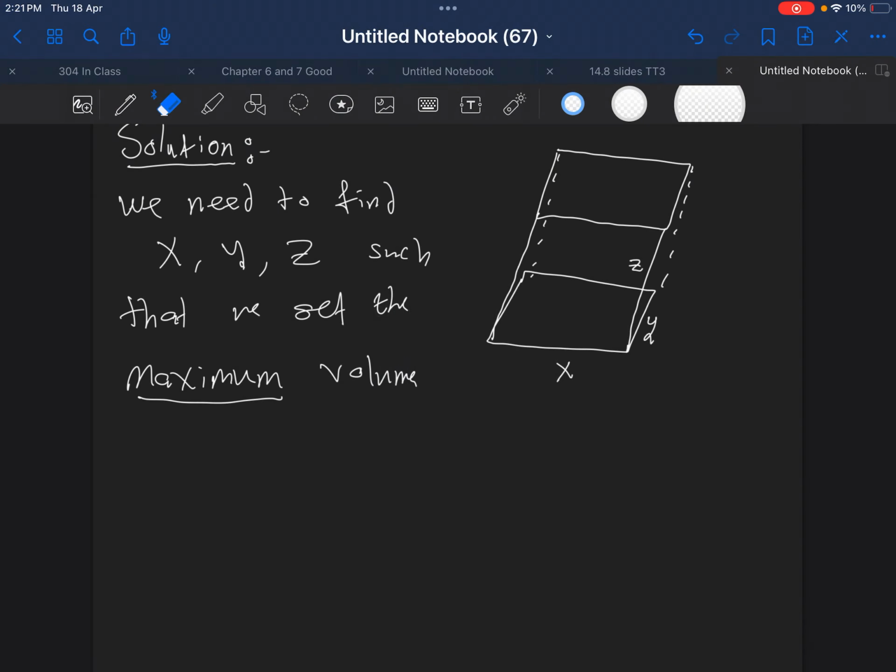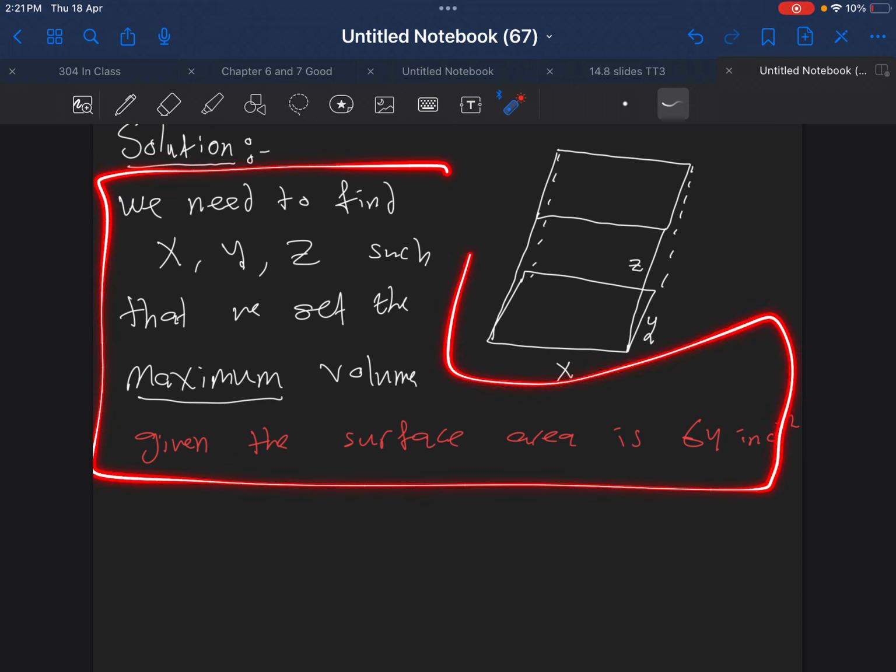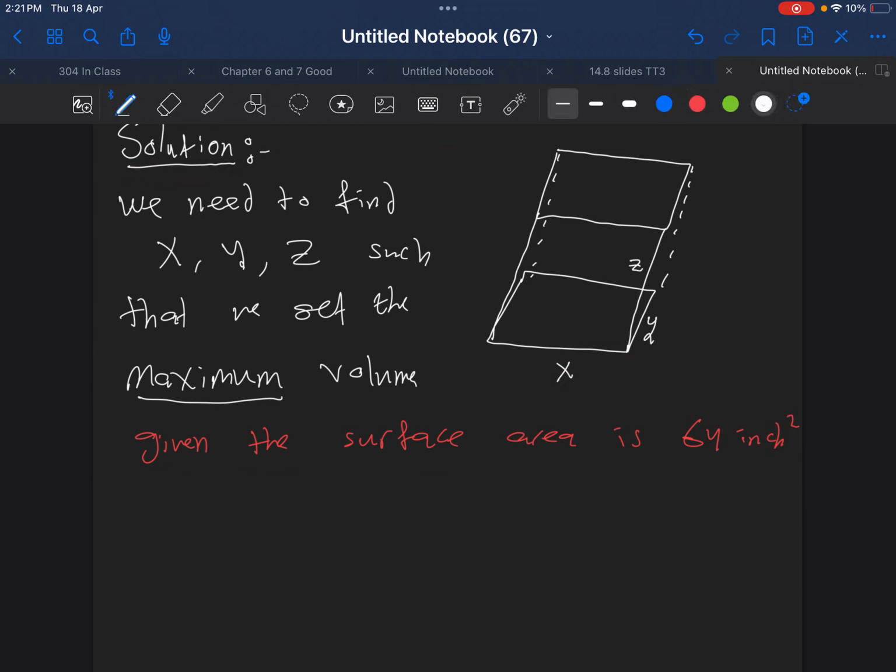Now, when I say given, it means I have a constraint. So given the surface area as 64 inches squared. If we translate what I've just written here into a math equation, we need to maximize the volume function. And for today, let me use the same notation as before. It's a function f of x, y, z.